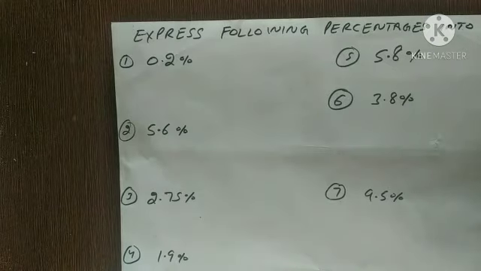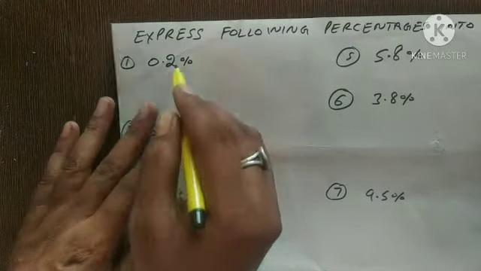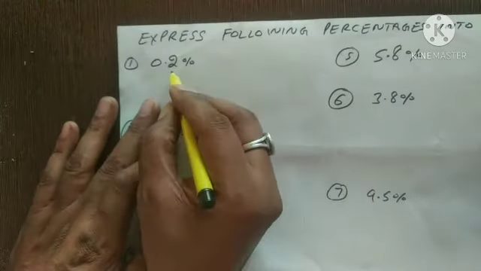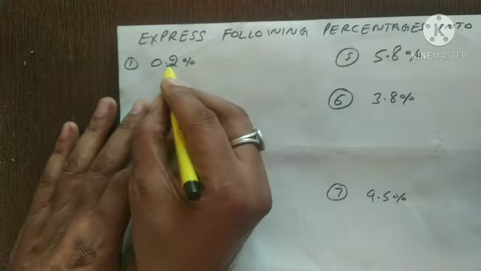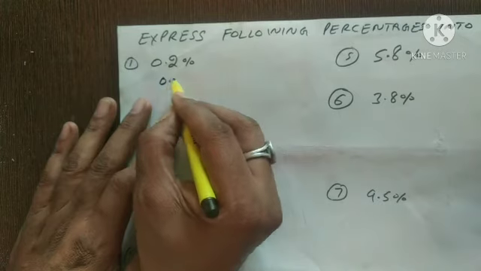Now we have to express the following percentages as decimals. Student, this is very simple. What is the meaning of percentage? We know that percentage means 1 over 100. First of all, this is 0.2.